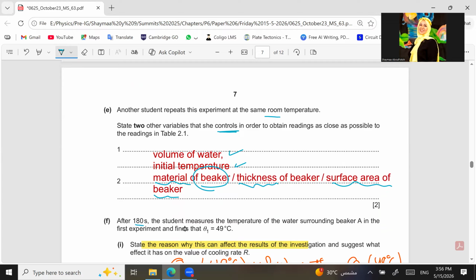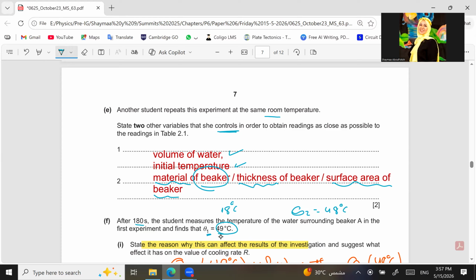After 180 seconds, the student measured the temperature of the water surrounding A in the first experiment and found it's 49 degrees Celsius. So theta 1 was 49. Now he repeats the experiment again, and he found the temperature theta 1 equal to 49 degrees Celsius. What was it at the beginning? It was 18 degrees Celsius. Okay, and theta 2 was 48 degrees Celsius.